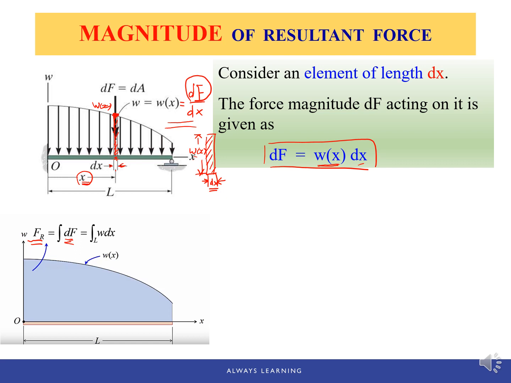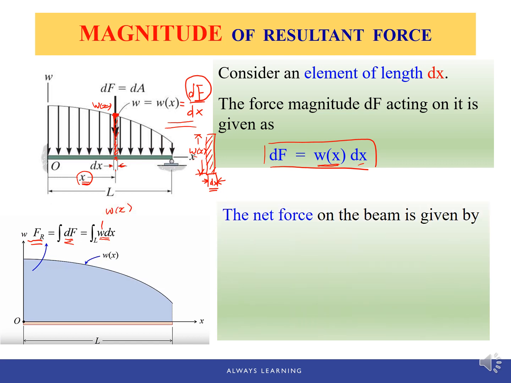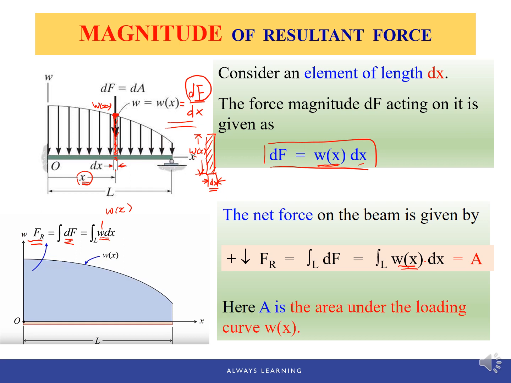Or to write one more step, it is the integral of W, the loading intensity, times dx. And keep in mind, the loading intensity is a function of x. So now we know the net force on this beam is given by the integral of loading intensity times dx, which is actually the area under the curve.